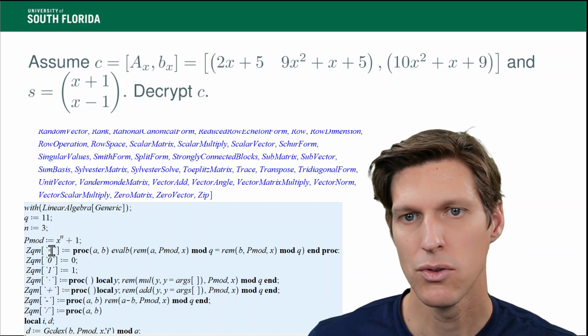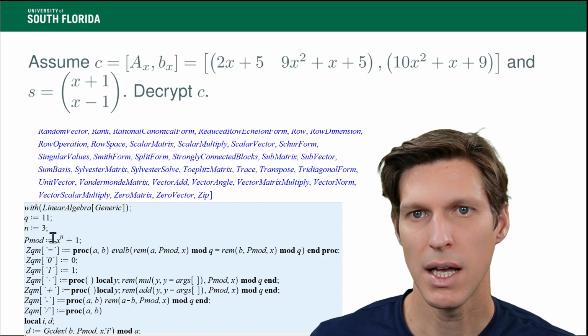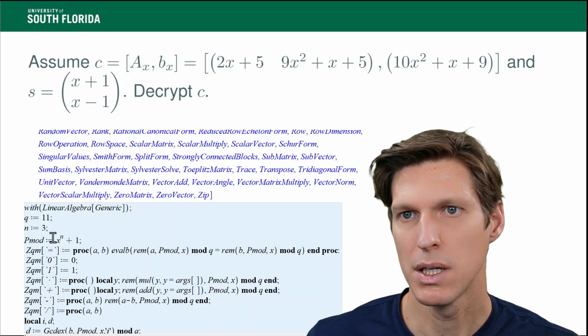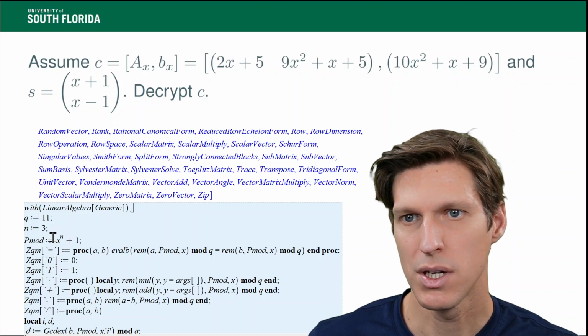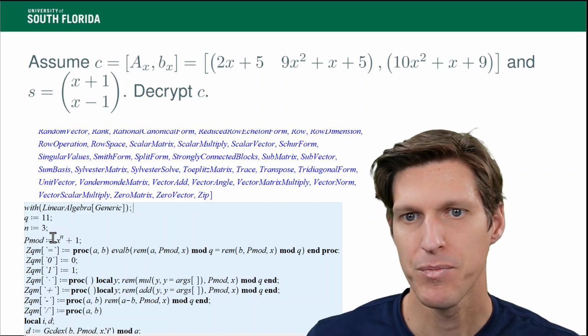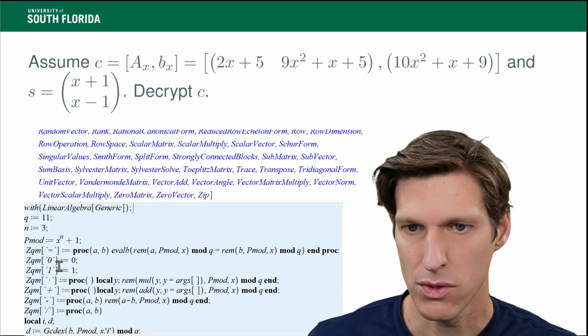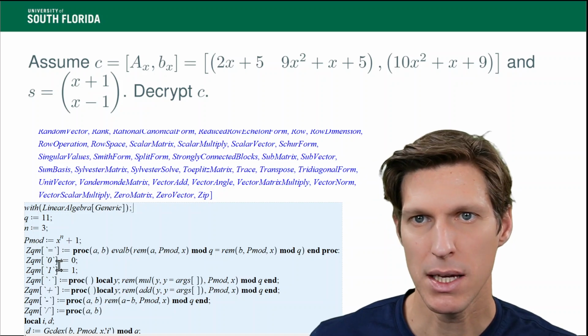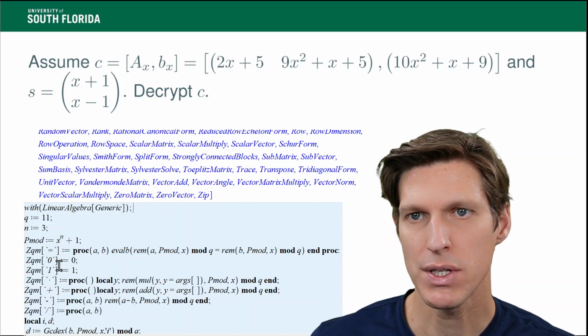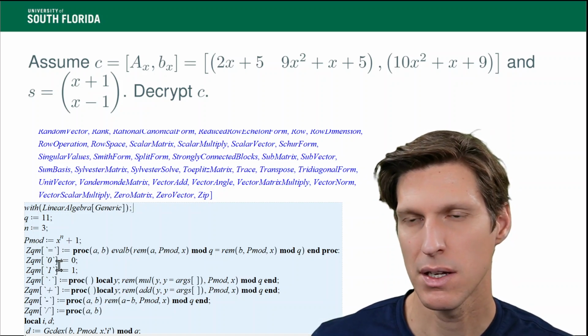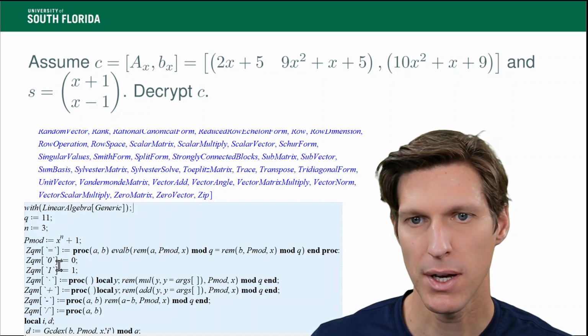So here, notice that q equals 11, n equals 3, because those are the parameters that we're dealing with. And also, I don't need to write it down here, but k in this case equals 2. It's the size of S and the number of columns of AX.